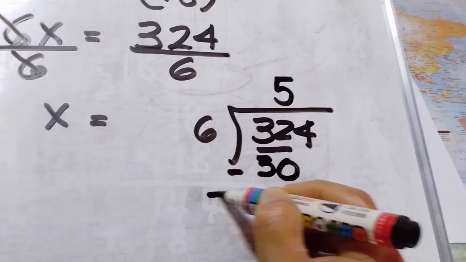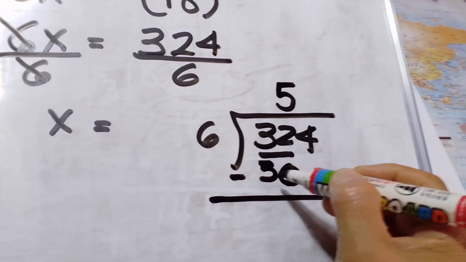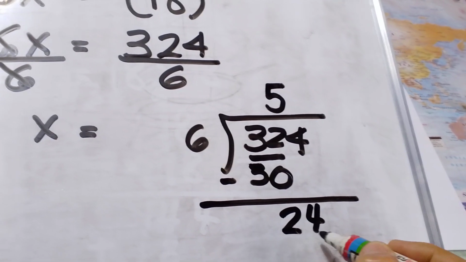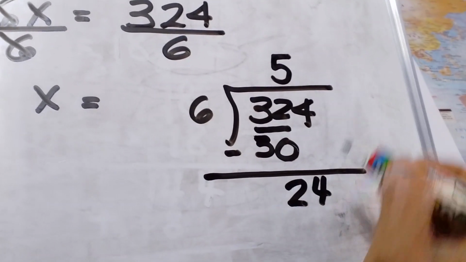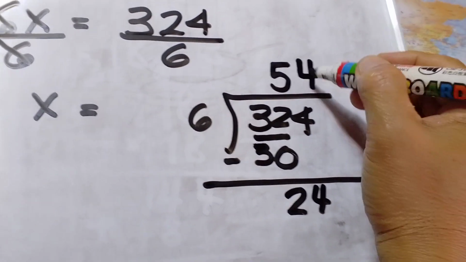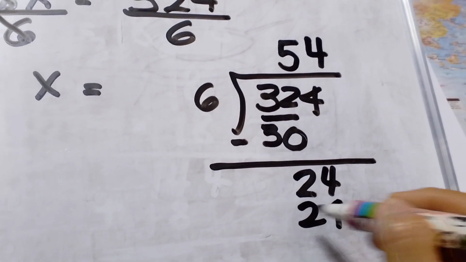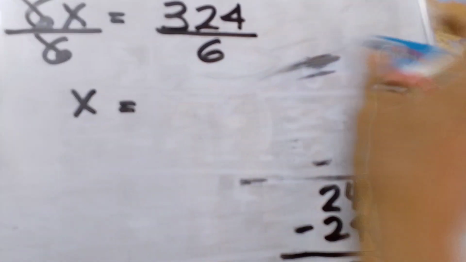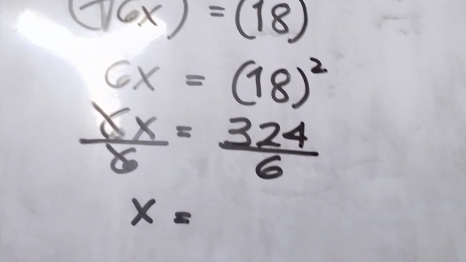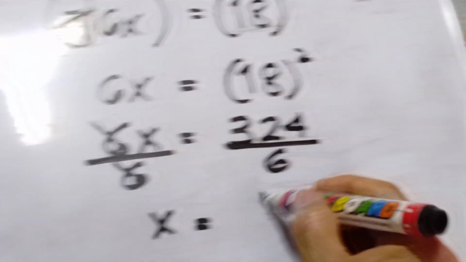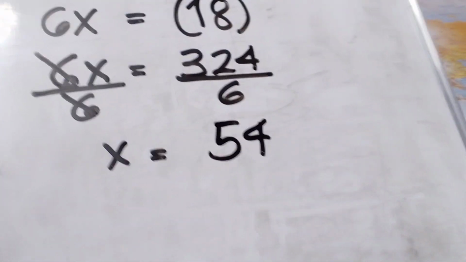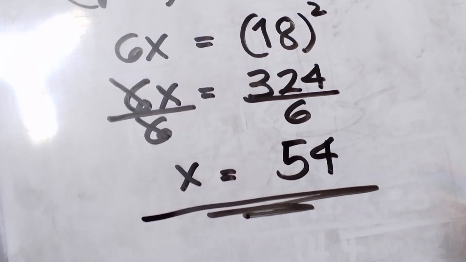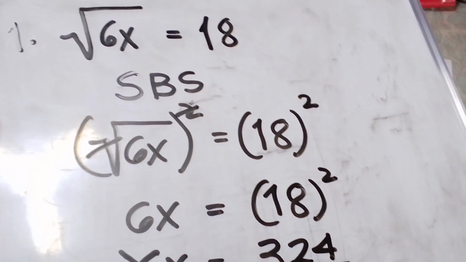And then I have to subtract this one. So 32 minus 30 is 2. And then bring down 4. How many 6 are there in 24? So I have 4. 4 times 6 is 24. And then subtract. That will be equal to 0. So therefore, 324 divided by 6 is 54. So this is now the solution set of square root of 6x equals 18.